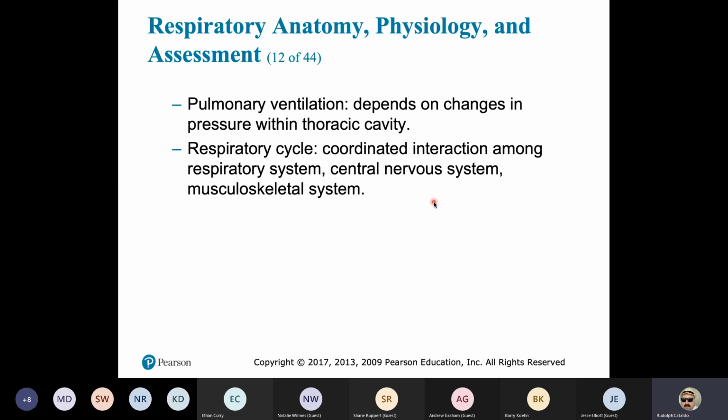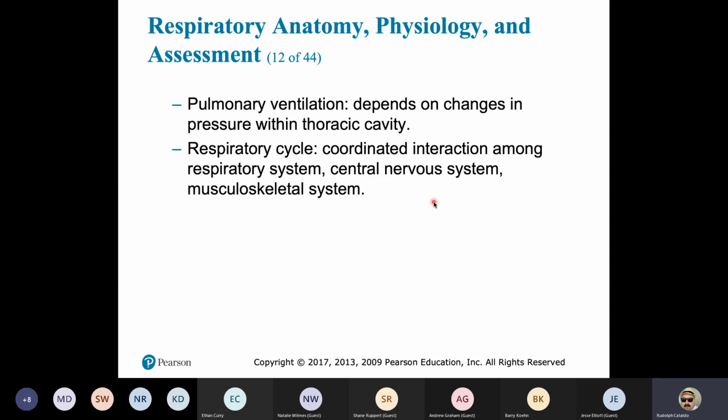So when we talk about pulmonary ventilation, it depends on changes in pressure within the thoracic cavity. What does that mean to you? It works on negative pressure. Okay, elaborate. When your diaphragm relaxes, it allows the lungs to take that space because of the negative pressure generated, and air comes in. So when our diaphragm lowers, air comes in, right? When our diaphragm rises, we're exhaling.